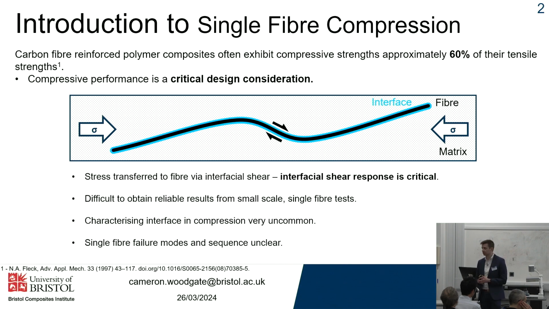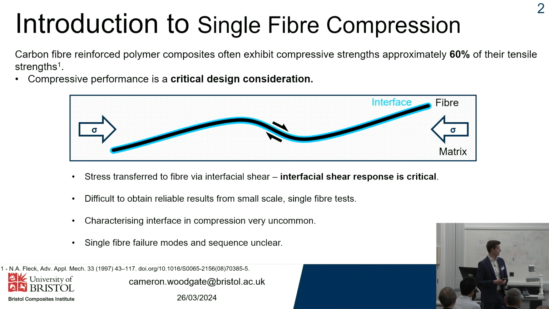So a very quick introduction to composites in compression. The compressive strength of composites is often 60% or less than the corresponding material's tensile strength, and obviously this is quite a big disparity in the strength. So when we're designing parts for compressive applications, it's a critical design consideration that you need to take into account.